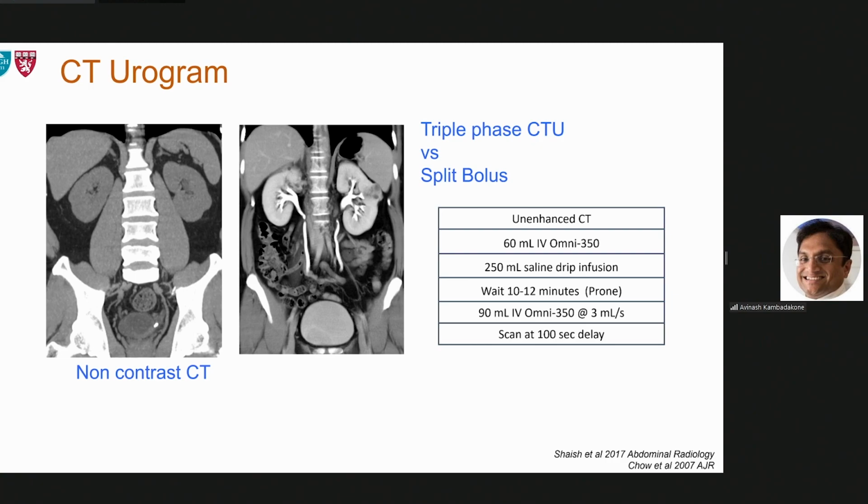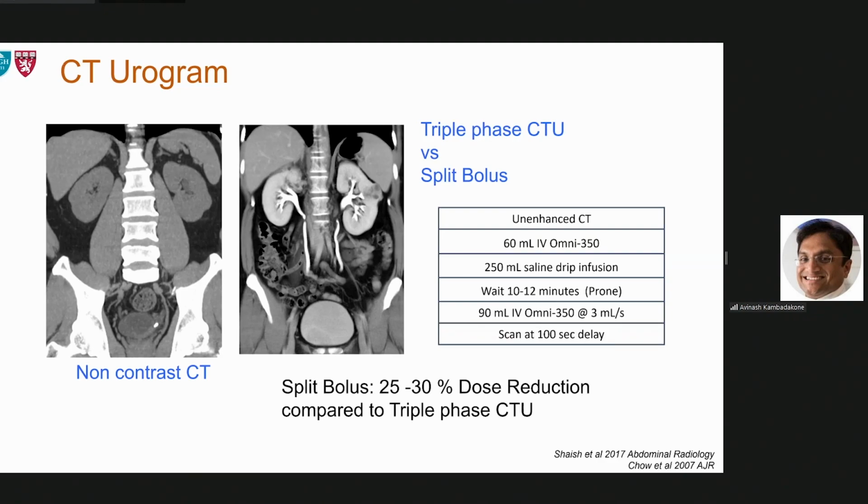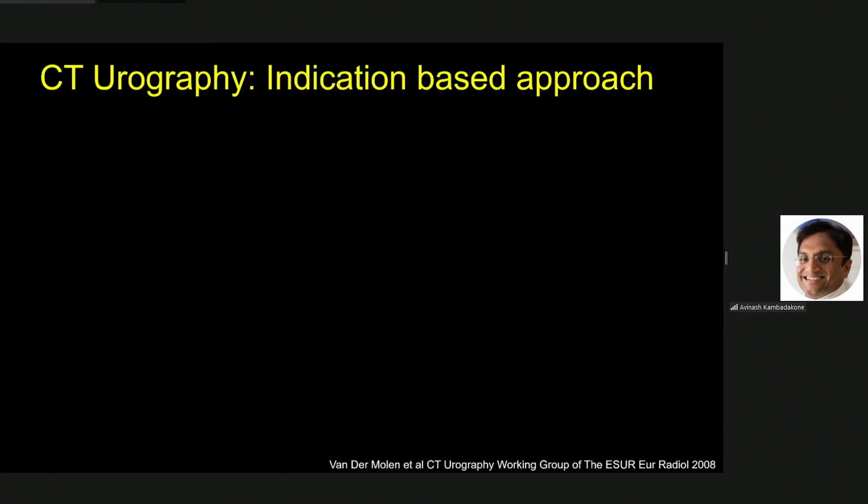So the second acquisition, which is performed after a non-contrast CT, now has 2 boluses of contrast in the kidneys as well as the collecting system, thereby allowing a combined nephrographic and delayed phase. Now, this allows a radiation dose reduction of nearly 25 to 30% compared to a triple phase CTU.